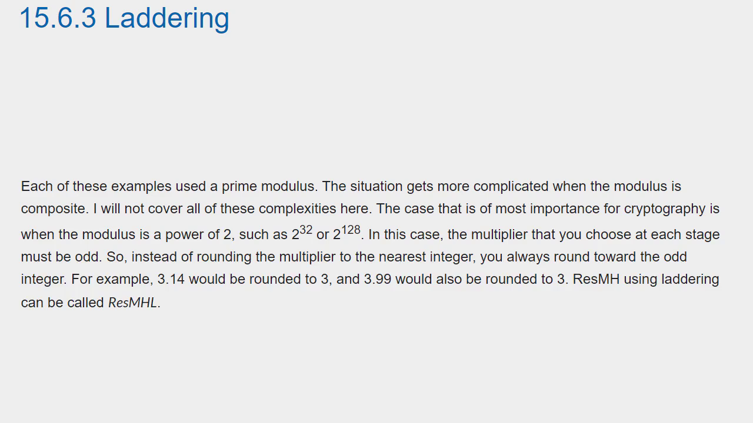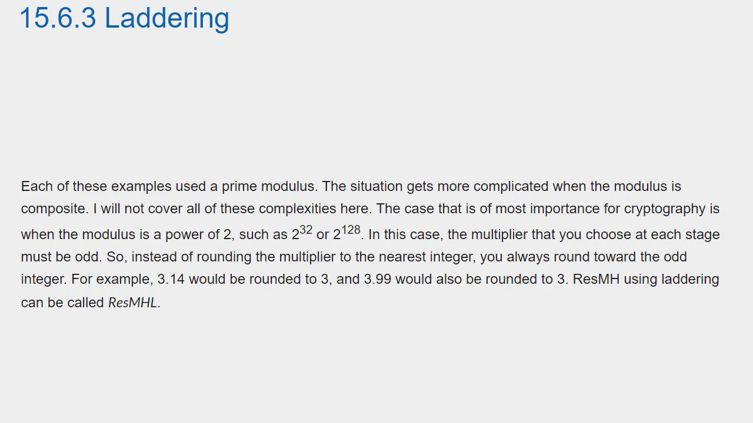Each of these examples used a prime modulus. The situation gets more complicated when the modulus is composite. I will not cover all of these complexities here. The case that is of most importance for cryptography is when the modulus is a power of 2, such as 2 to the power of 32, or 2 to the power of 128.